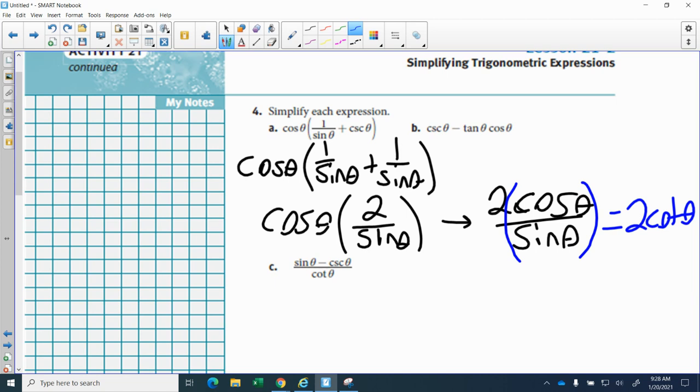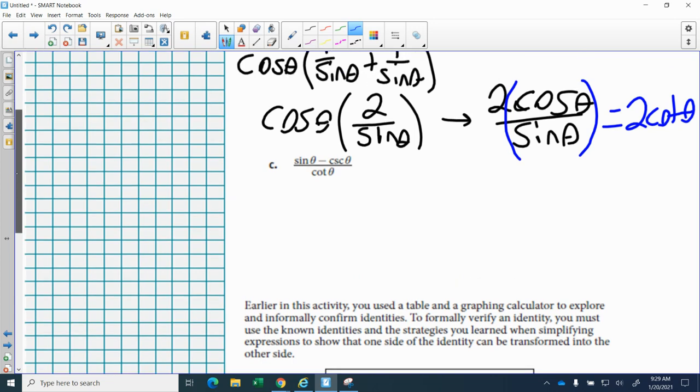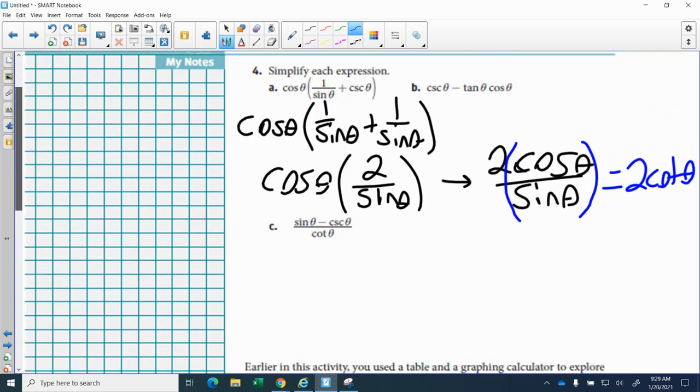So once again, notice how I'm just turning things into terms of sine and cosine, combining them all together to get to a point where I have a cotangent, okay? The rest of those are going to be pretty similar, and we can worry about those in class. But once again, this concludes that first portion, what we'll really focus on for day 1 of this, okay?